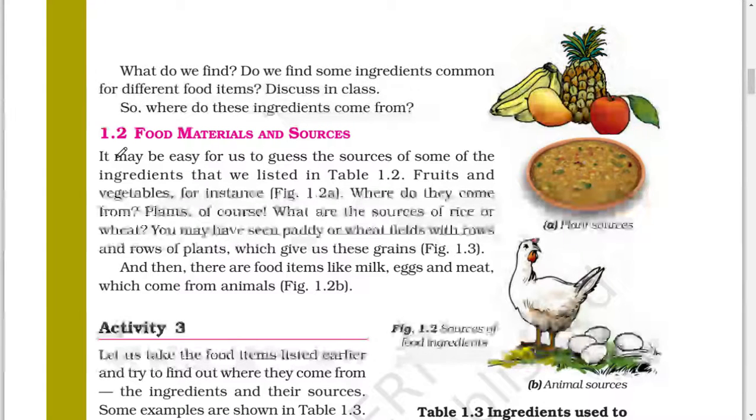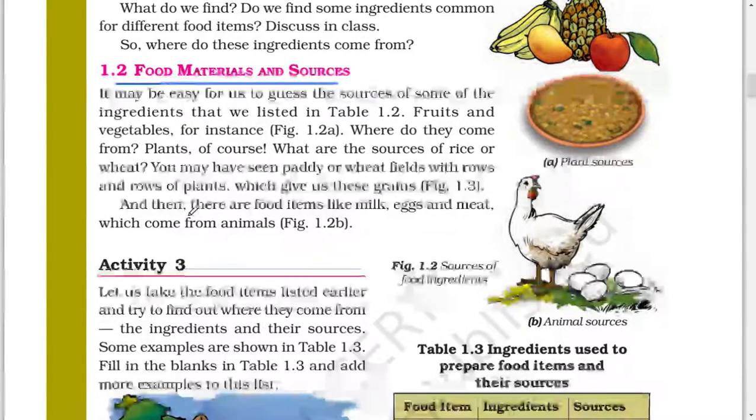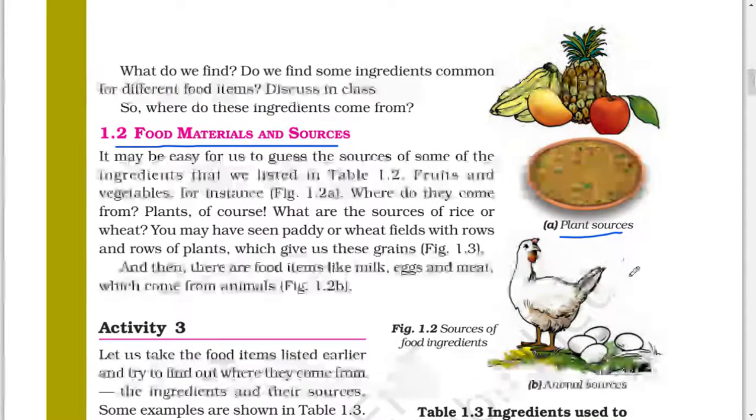Next, 1.2. Food materials and sources. It may be easy for us to guess the sources of some of the ingredients that we listed in table 1.2. Fruits and vegetables, for instance, where do they come from? Plants, of course. What are the sources of rice or wheat? You may have seen paddy or wheat fields with rows and rows of plants, which give us this grain. And then there are food items like milk, eggs, and meat, which come from animals. Plant sources, animal sources, sources of food ingredients.